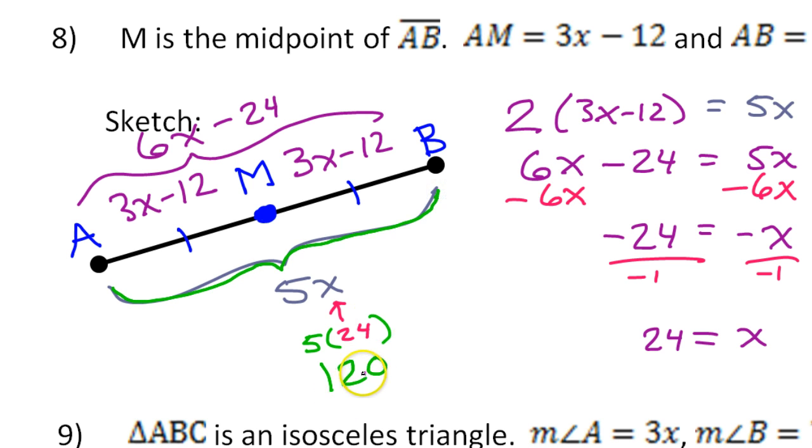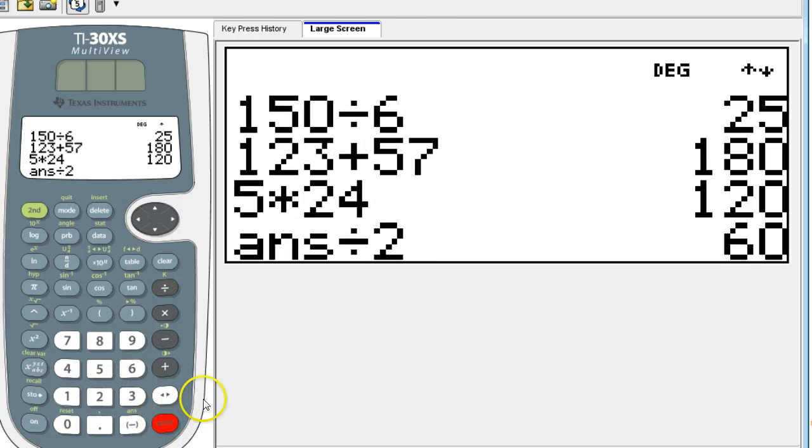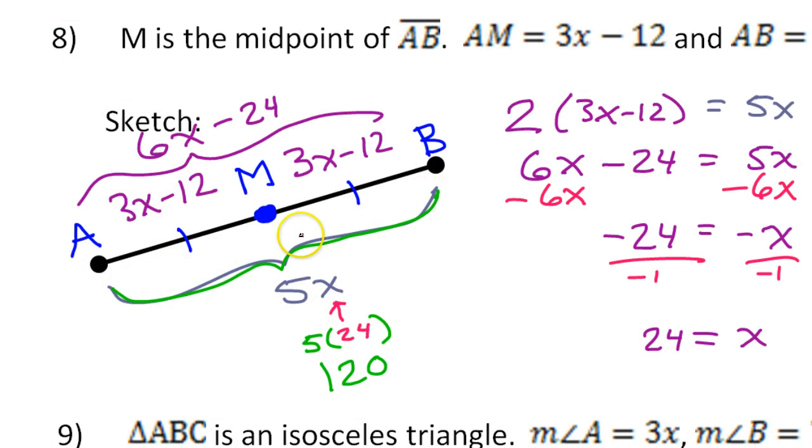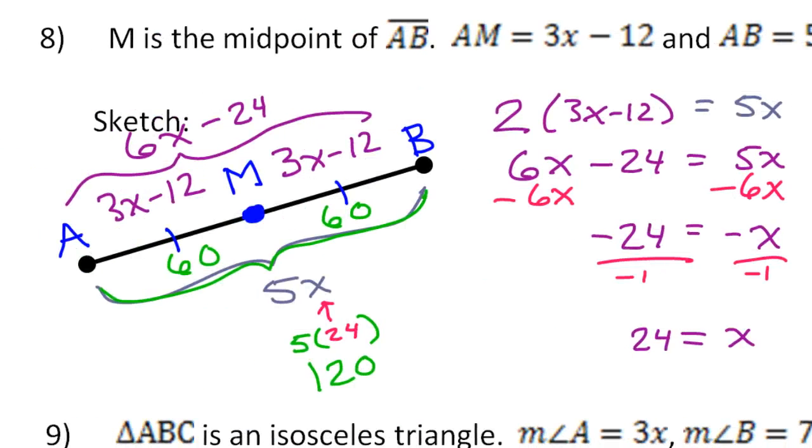Is 120. And if the entire thing is 120, then if I split that into halves by dividing by 2, of course that'll be 60 on each side. So the whole thing is 120. That means this is 60 and this is 60. So AB, that's our 120, and BM, that's just one side. That would be our 60. Okay, that was number 8.